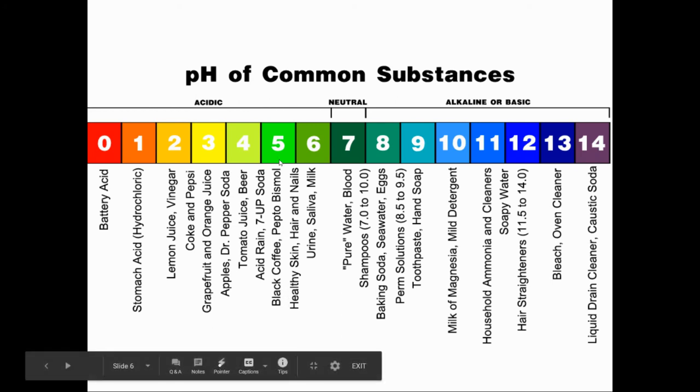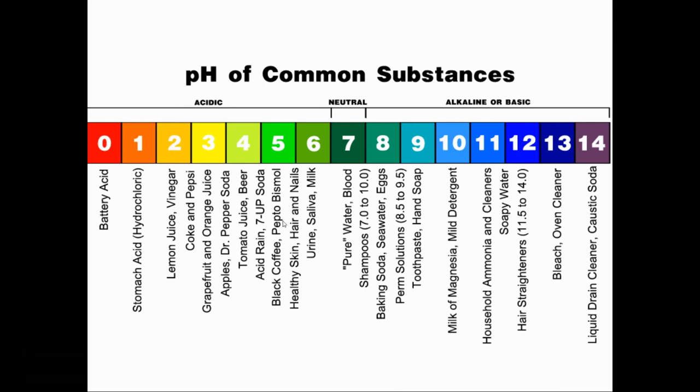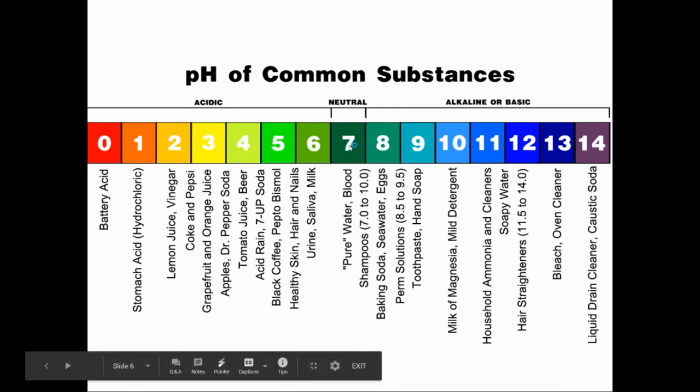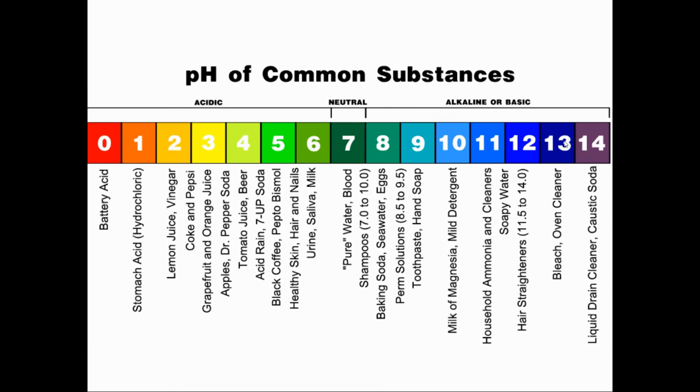Black coffee is acidic. That's why it does damage to the teeth. Also see right here Pepto-Bismol. Of course, pure water and blood are neutral at 7. Liquid drain cleaner is pretty acidic here. You see bleach and oven cleaner are pretty basic, not acidic. And so this is a pretty interesting little chart right here.